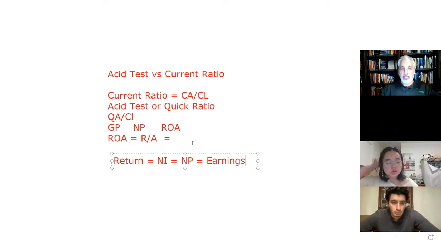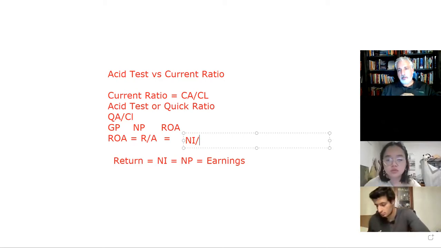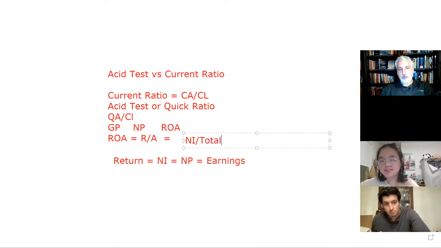So if I'm looking at that, I've got my return. So here we go. I got my net income. And here's where a lot of people get hung up. What am I dividing by? Total assets? Almost there, not quite. No. Average assets. Thank you. Bingo. Why average assets?